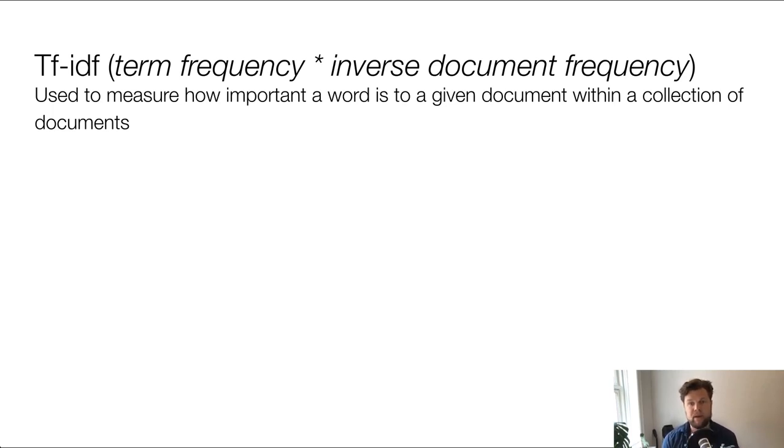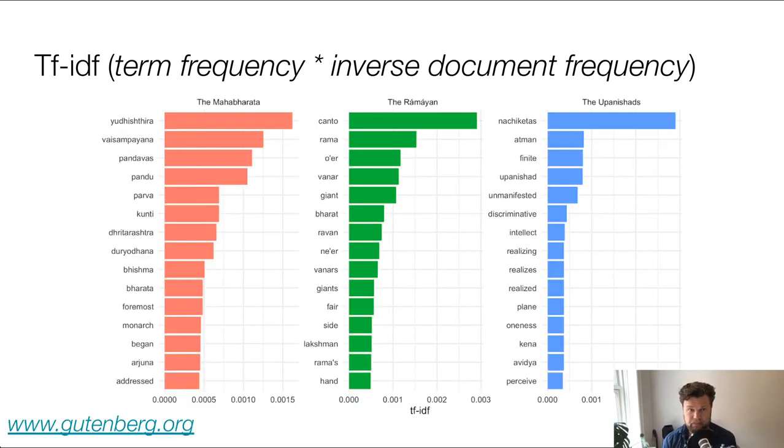It's a way of weighting the term frequency with the frequency with which it occurs in different documents. So it's a quick way for us to get at what words might be more important in some documents compared to others. Let me show you an example. I went to Gutenberg.org, which is an open source project for interesting and important books in the public domain. And I downloaded English translations of the Mahabharata, the Ramayana, and the Upanishads.